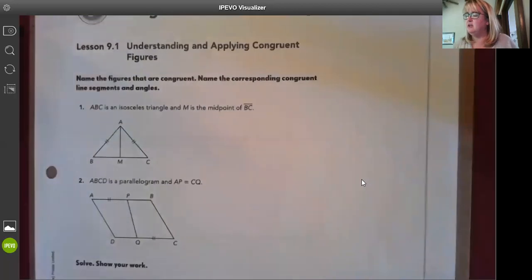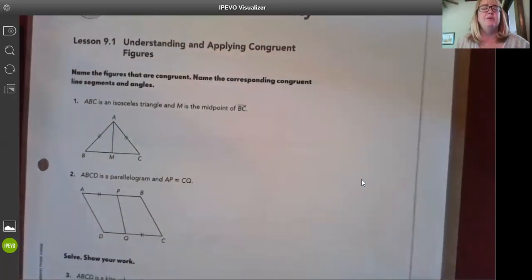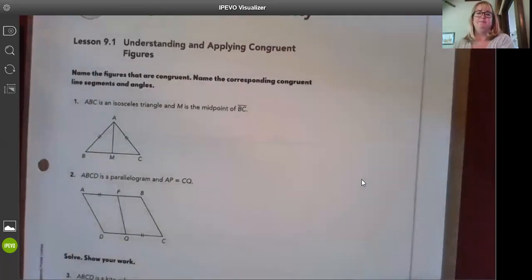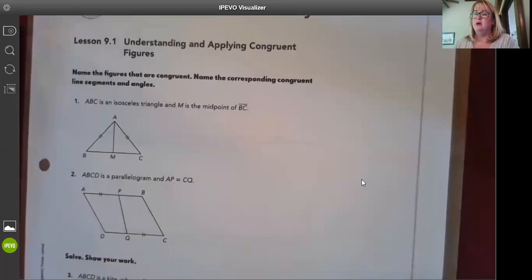All right, let's get started on page 57, 9.1. We're going to do several together, and then I'm going to have you finish on your own. All right, let's look at this. It's lesson 9.1, Understanding and Applying Congruent Figures. It says, name the figures that are congruent, name the corresponding congruent line segments and angles.